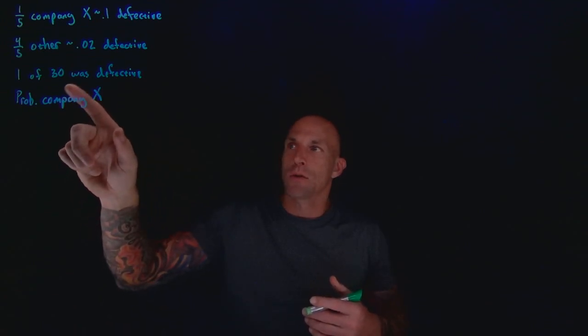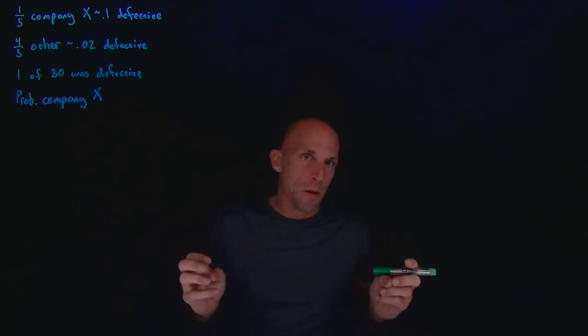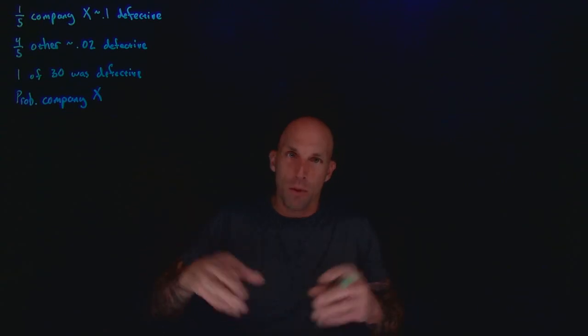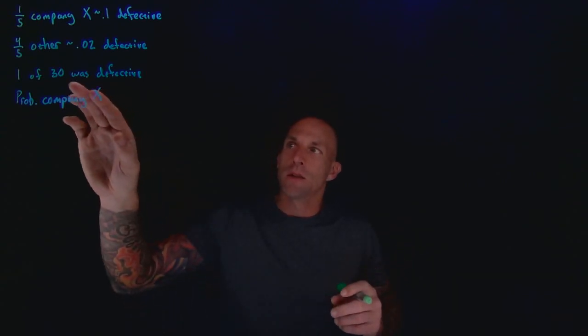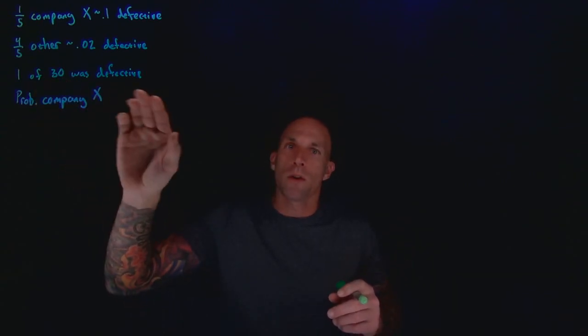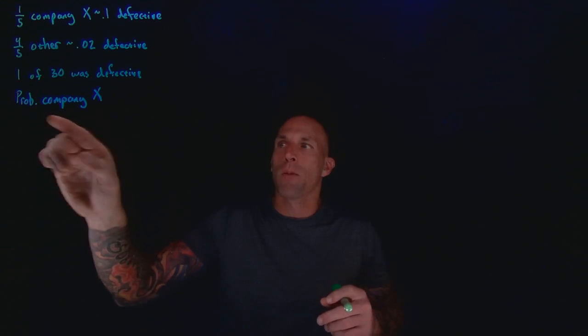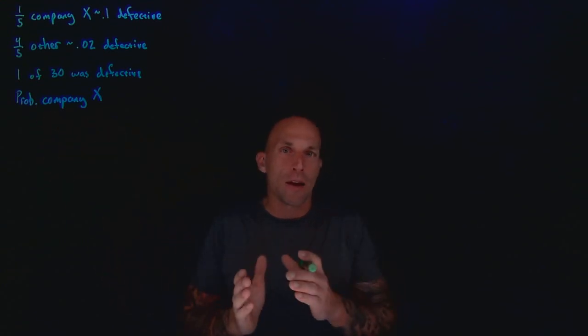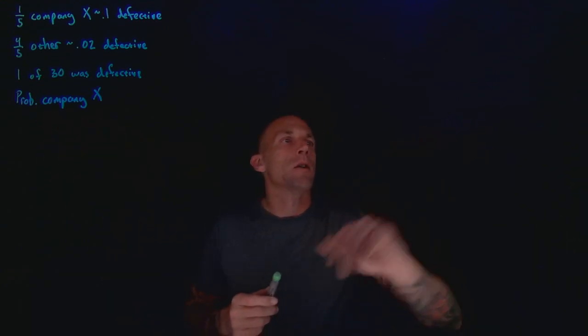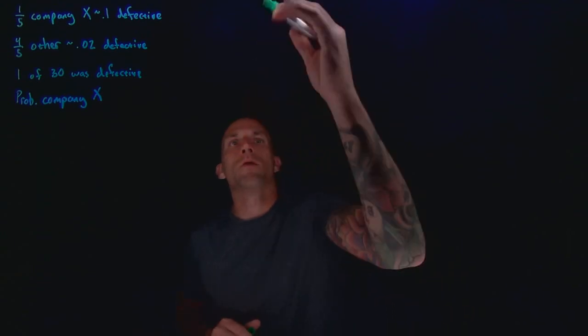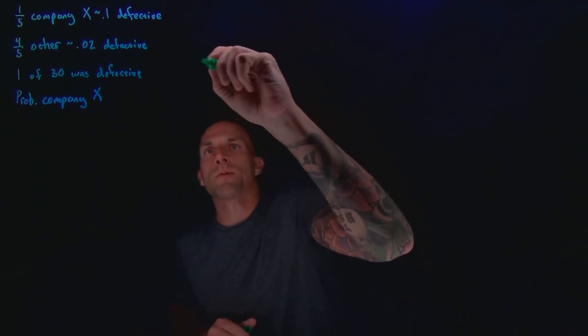We've got this conditional statement here, so we do a sampling, and in the middle of that sampling process, what we discover is that after choosing 30, one was defective, and we want to know the probability that we sampled company X and not one of the other companies. So let's go ahead and visualize our sample space here.